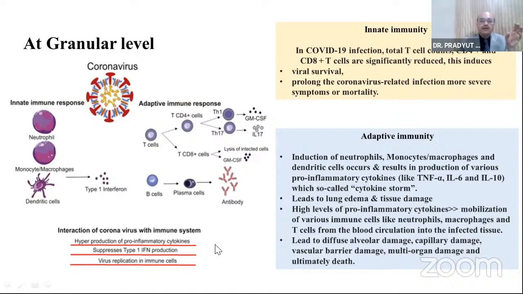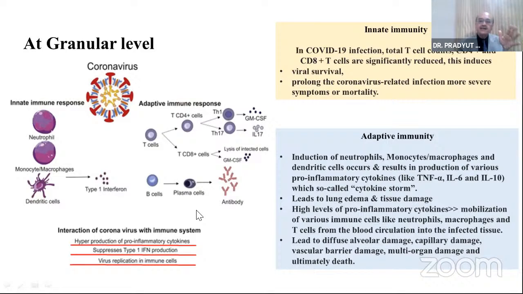Then, coming to the adaptive arm of immunity, in COVID patients there is induction of neutrophils, monocytes, macrophages, and dendritic cells. And this results in production of various pro-inflammatory cytokines like tumor necrosis factor alpha, IL-6 and IL-10, which result in the so-called cytokine storm because of the hyperproduction of these pro-inflammatory cytokines. So this leads to vascular endothelial damage, lung edema, and tissue damage.